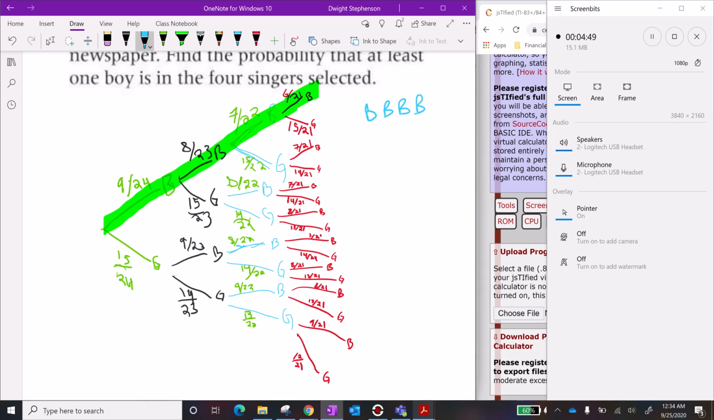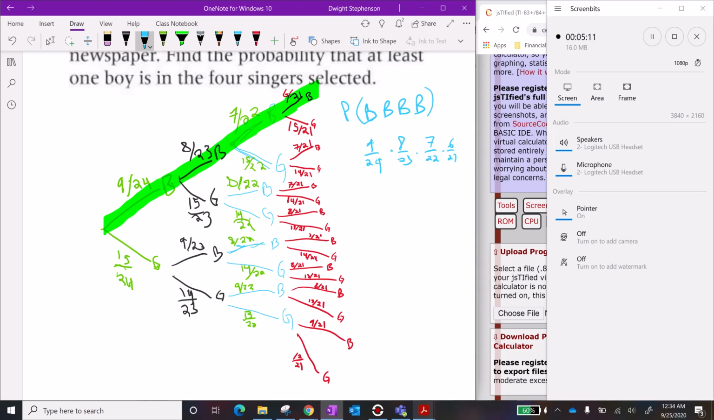boy, right? The probability this happens, the probability of boy, boy, boy, boy, would equal 9 over 24 times 8 over 23 times 7 over 22 times 6 over 21, right? And that would tell you the probability of boy, boy, boy, boy. And then you could do that for the rest of these as well.